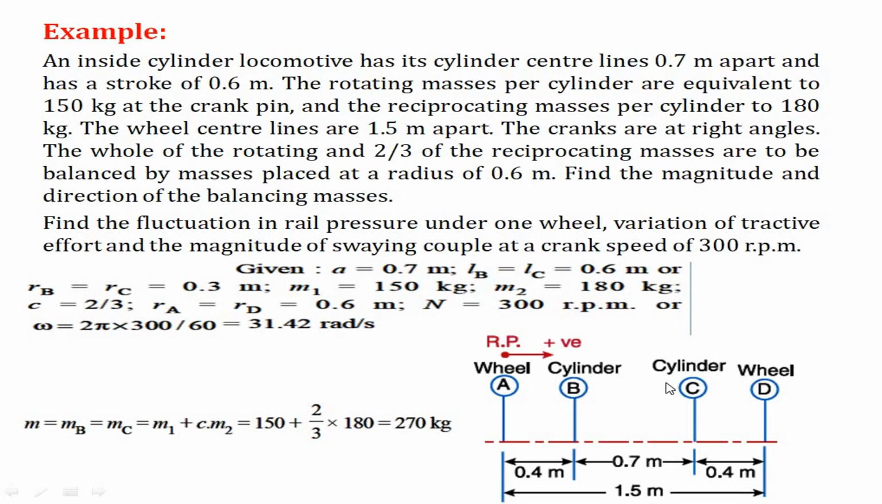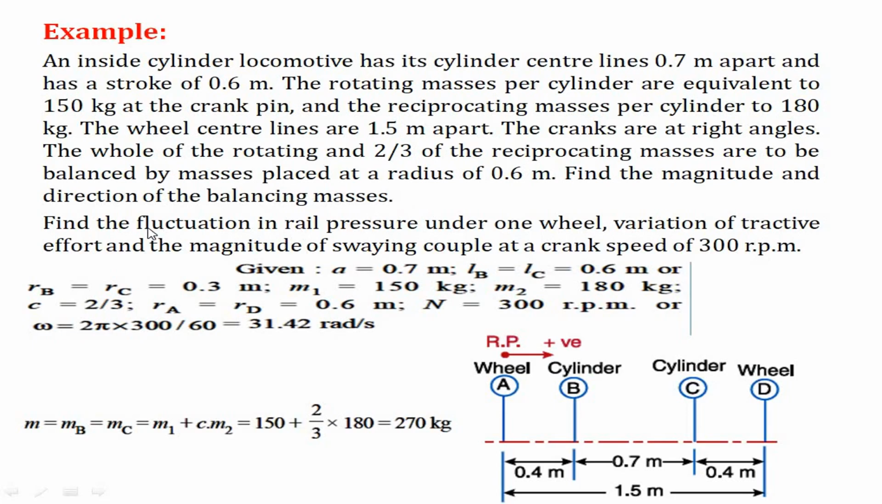So in plane B and plane C, 270 kg mass is going to be placed and it is going to be balanced. One important thing is that the balancing mass will always be placed in the plane of wheels, and where it is going to be located is given as a radius of 0.6 meter. Now here we are going to determine the magnitude and direction of the balancing masses.